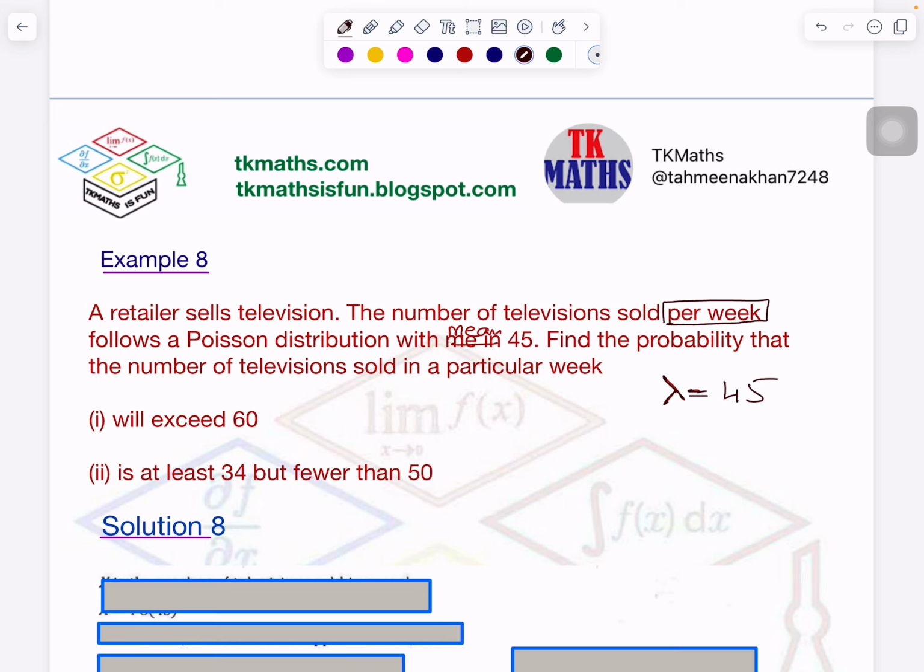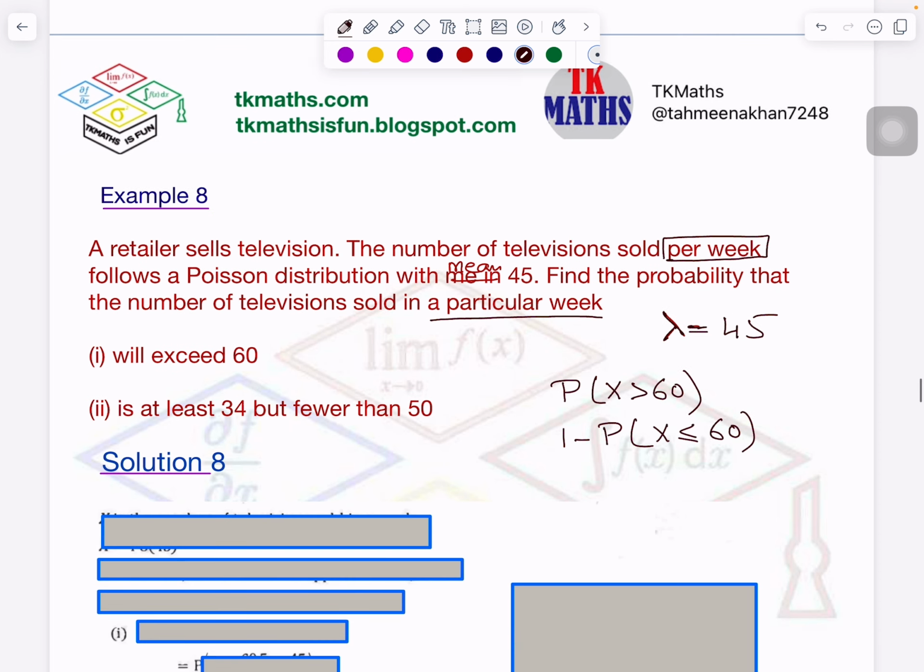Find the probability that the number of televisions sold in a particular week will exceed 60. It means you have to calculate the probability of X greater than 60. Now it is understood if I apply Poisson distribution, it is very difficult to solve because it means 1 minus probability of X less than or equal to 60, which means 60, 59, 58, 57, backward till 0. The whole time will be wasted. Very tedious. So now we will apply normal approximation.